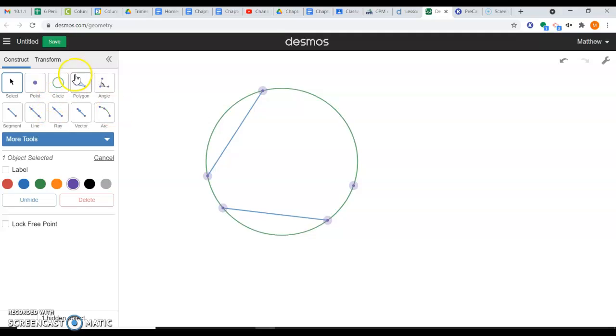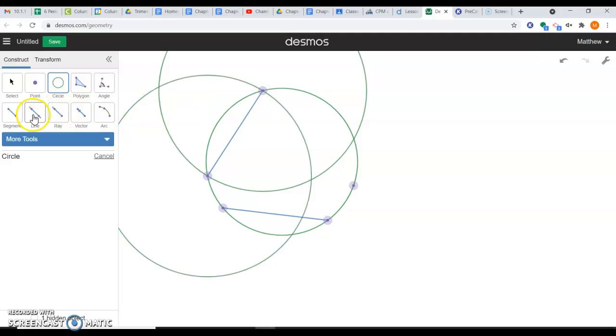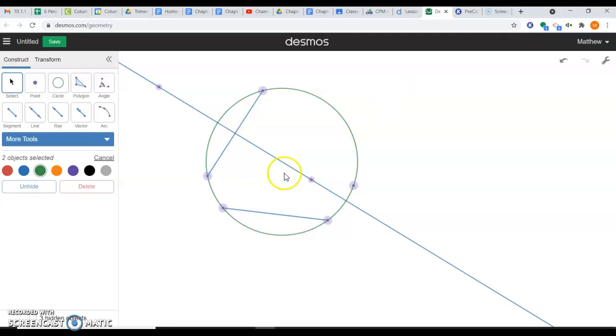Like I said, my strategy is to create two perpendicular bisectors to these chords as if I was folding the circle in half. So the first one, just using my knowledge of constructions on how to create perpendicular bisectors, here is one to that chord. And I'm going to hide the circles, and I'm going to leave that there.